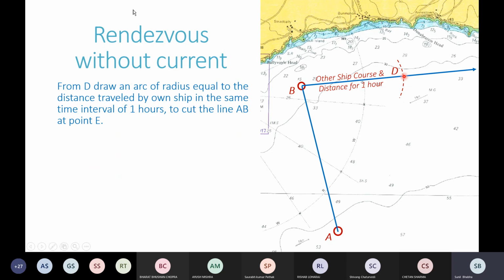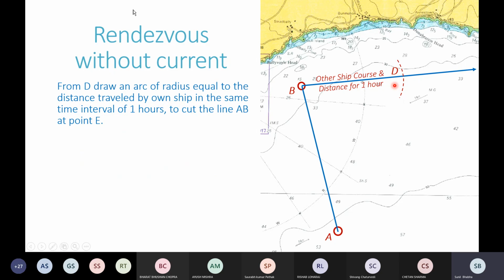Now from point D, we have to draw another arc. The radius of this arc, which we are going to draw now, is equal to the distance traveled by own ship in the same time interval of 1 hour. We have drawn the vector of other ship for 1 hour duration. So now we will be drawing the vector of our own ship for the same duration.